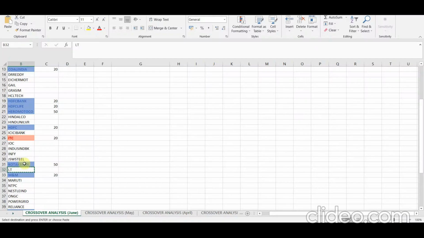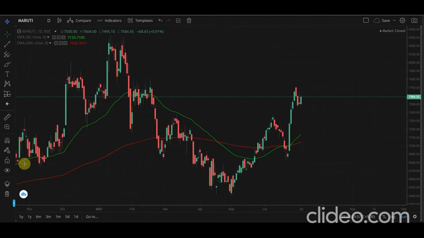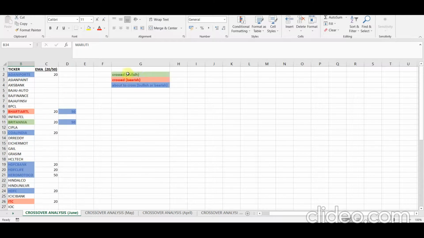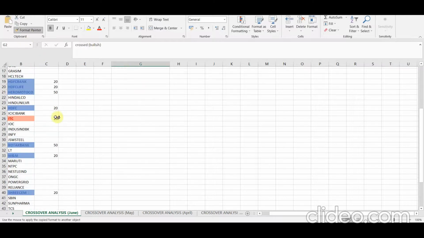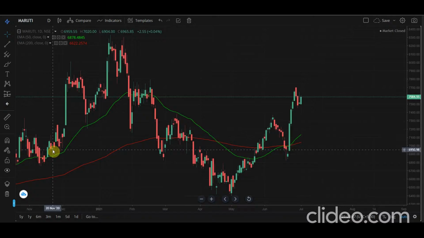Very far. I'll skip Mahindra and Mahindra. I'll jump onto Maruti directly. There was a bullish crossover. That's a very good sign, like a golden crossover on 23rd June. We'll mark this particular stock as green. Yeah, 50. Next is NTPC.